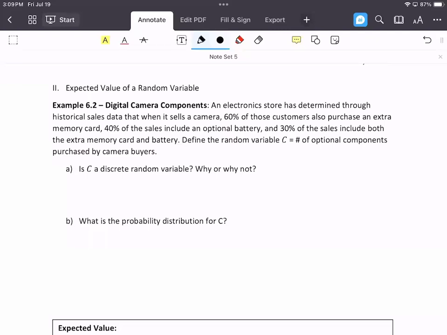So let's start with, is C a discrete random variable? Why or why not? Well, first of all, is it going to vary from customer to customer how many components they're going to purchase? And the answer is yes. Is the value a number? Yes, so that's looking good. Is it discrete? And the answer is yeah, we can count. What's the smallest number of additional components they could possibly buy? And hopefully you think, well, they don't buy any. True, they buy zero. They could buy one. They could either buy an extra memory card or an optional battery, or they could buy two, which would include both an extra memory card and the battery. So yes, it is quantitative and it's countable. So it is discrete.